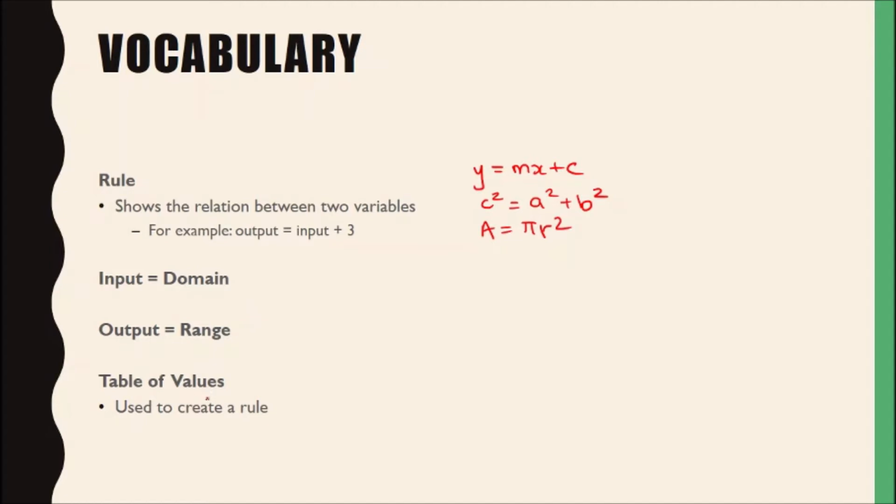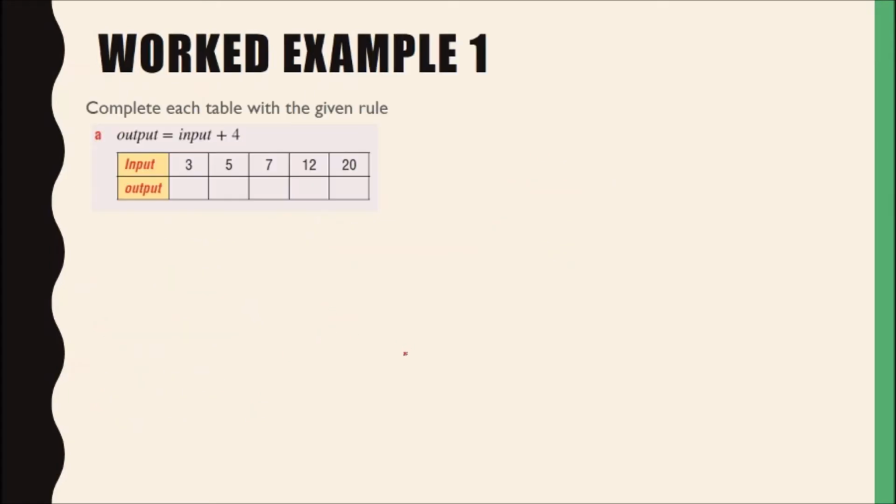For those of you who don't know what a table of values is, it's used to create a rule, and with this rule you can determine future values, which I will further discuss. The first example: we have to complete each table with the given rule. The first one has been given to you, that's the rule there: output equals input plus 4.